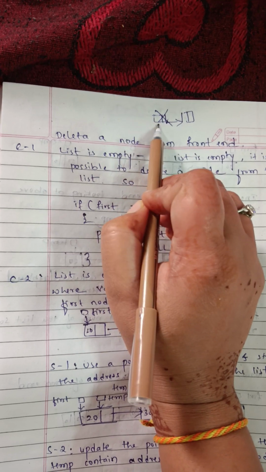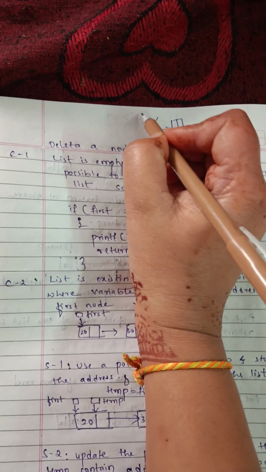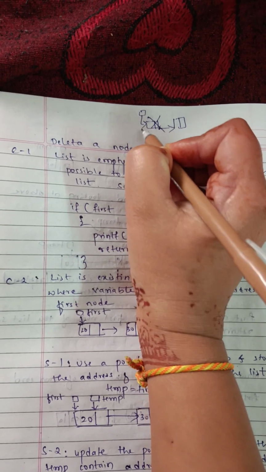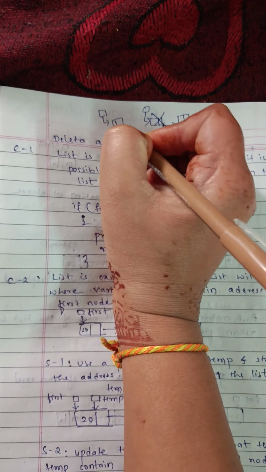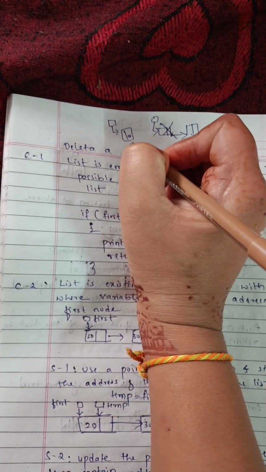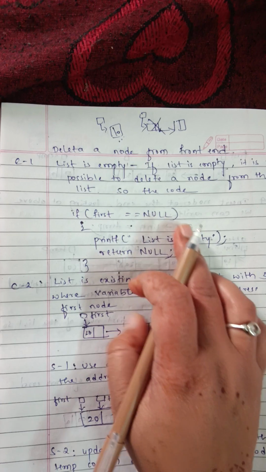If there are no elements, you already know that here the first is there. Yes, here the first is holding the address of the first. If the first is holding the value null, then you can't delete. You come to know that the list is empty. That's why let's see how the code is going to work.